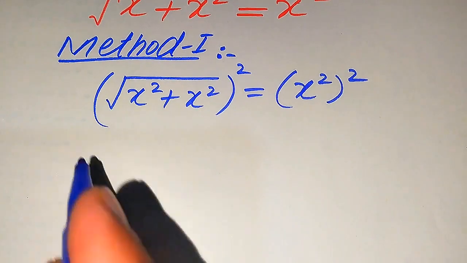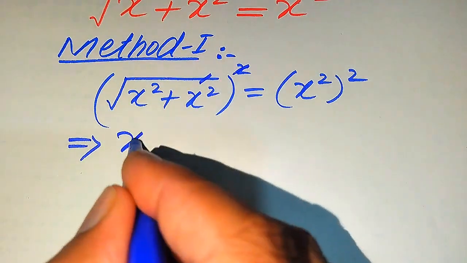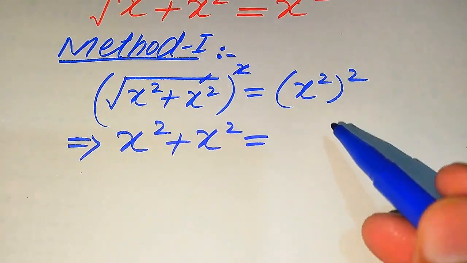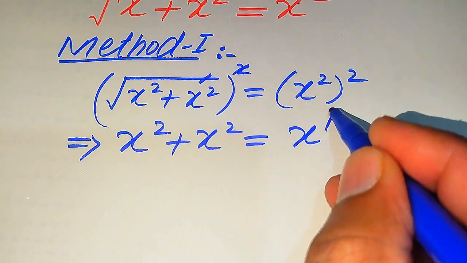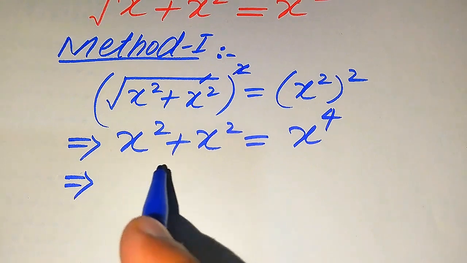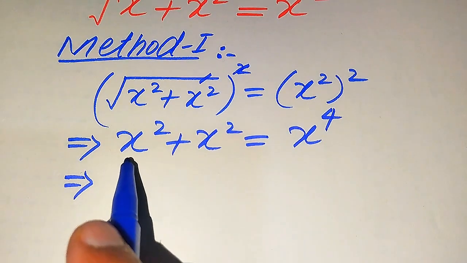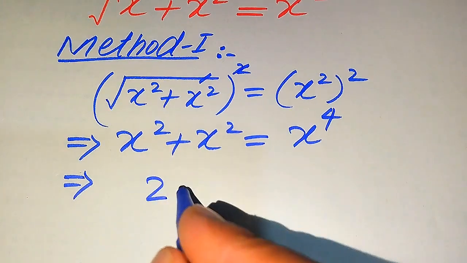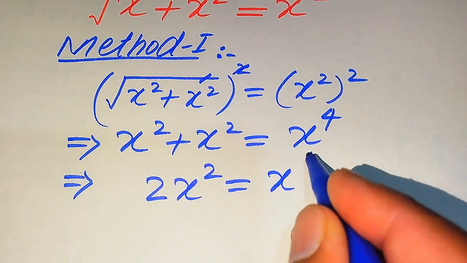In the next step we need a little bit of simplification, and you see that this 2 and this square root are gone, and we get x square plus x square is equal to x square, whose whole square becomes x to the power of 4. Now in the left hand side you see two same variable terms are added to each other, so we add the coefficients of these terms. After adding the coefficients it becomes 2 times x square is equal to x to the power of 4.